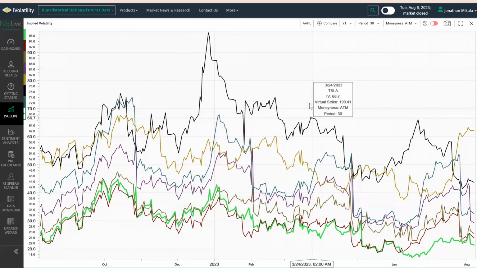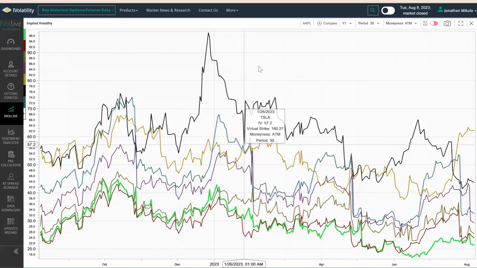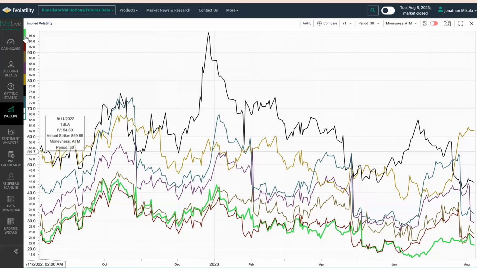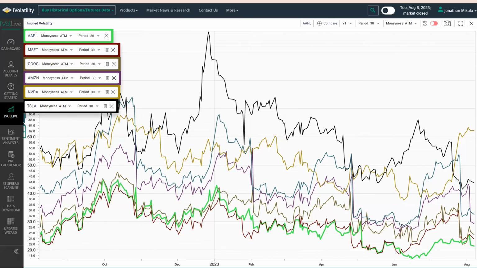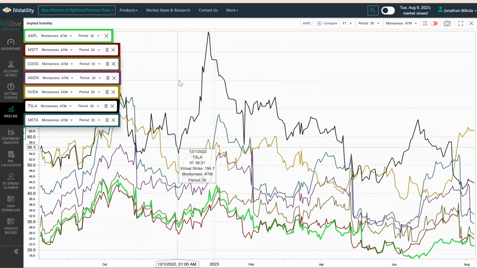In this particular case, what I was comparing with this chart was the implied volatility for at the money options, which is kind of the easiest to imagine in your head, for Apple, Microsoft, Google, Amazon, NVIDIA, Tesla, and Meta. Again, I took that article that we put out and I just keyed in those names and set it all to the same period. So that way it's apples to apples. But this is a good example.